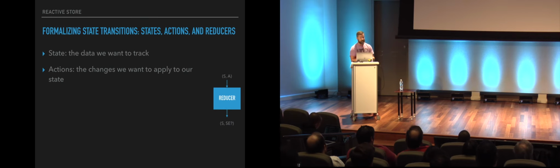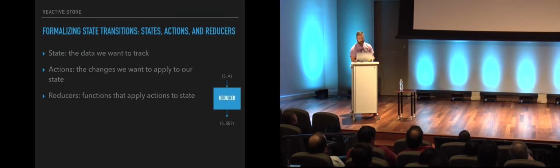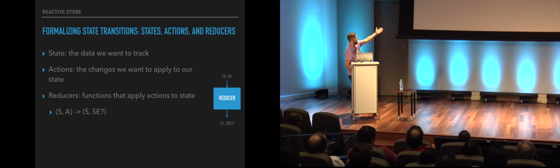Actions are a way to give meaning to the transitions that we want to affect to our state. And then lastly, the reducers are these pure functions that take those actions and apply them to the state. And the shape of that, again, is this pure function: state and action returning state and a potential side effect.